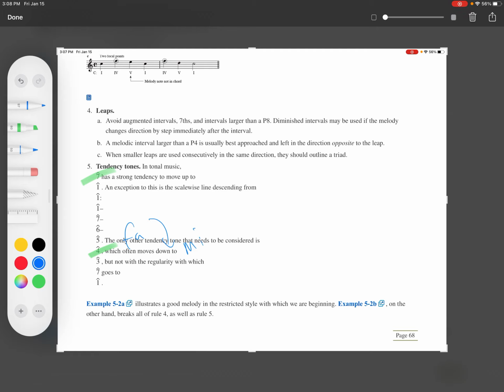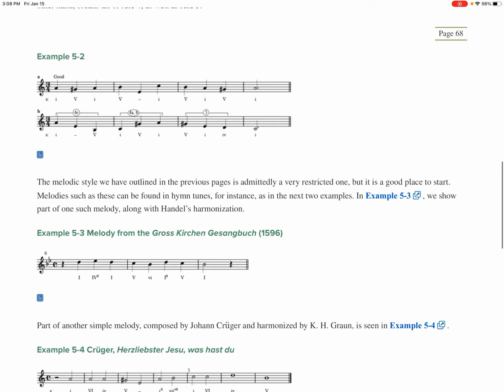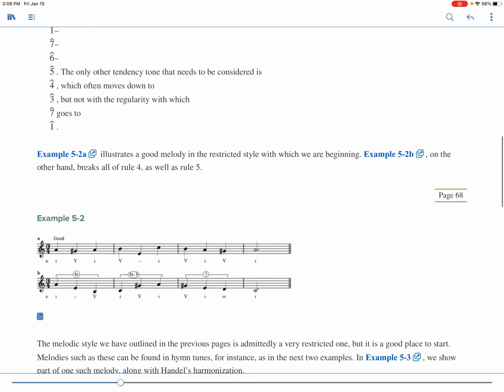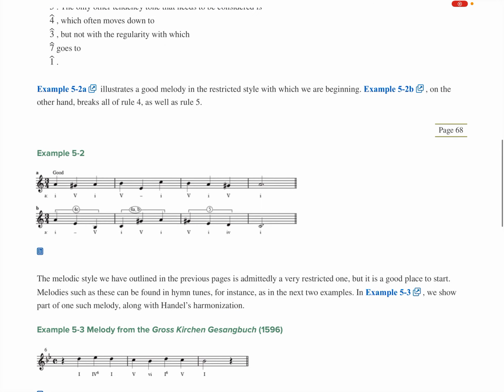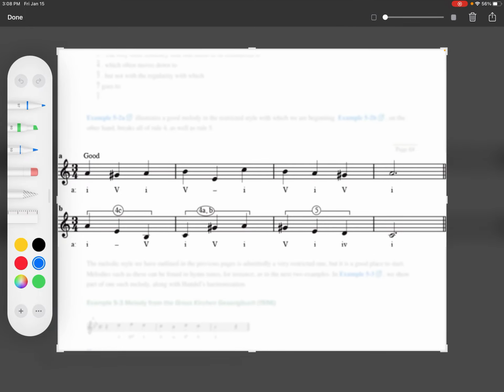So remember your tendency tones. We'll be talking a lot about tendency tones, especially when we start talking about our voice leading and where those tendency tones land in our different harmonies. Okay, so let's go over and look at some of these ideas of leaps and tendency tones inside of this example here. And here we have a texture in A minor. It's a nice little melody here.